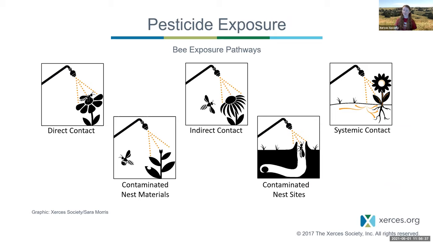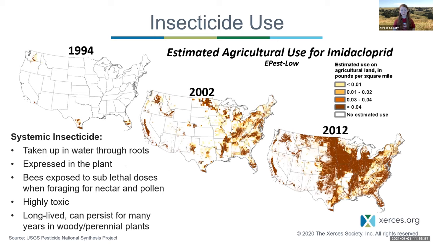It can be contaminated nest materials. So if some of that pesticide runs off and gets into the water or the soil, and then the bees are nesting in that soil, they're gonna be exposed that way. And it can also happen through systemic contact and pesticides that are long lived in the soil. One of those is imidacloprid, which is a common insecticide used in the agricultural industry. And you can see its increased use from 1994 to 2012.